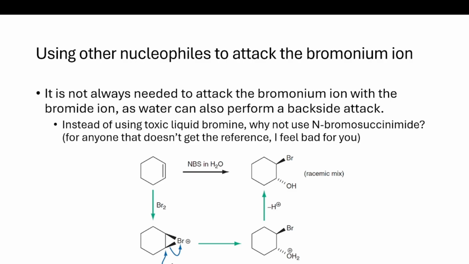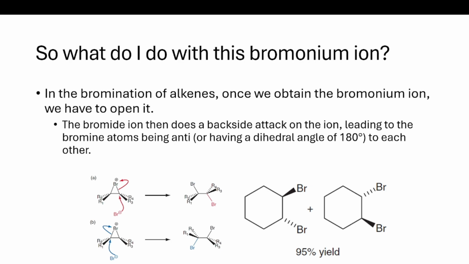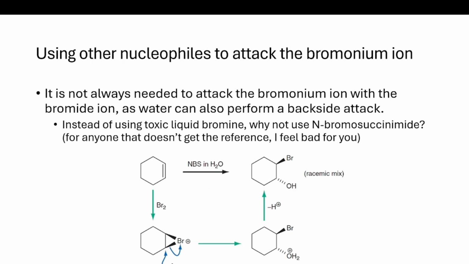Now, when opening the bromonium ion, we see that we have the negative bromide ion, which is a nucleophile. However, do we always have to use bromide to open this ion? No. In fact, water, due to its polarity, can perform the same backside attack. As you can see in this reaction, the bromonium ion is formed, and then water attacks it, leading to a racemic mixture of a substituted cyclohexane.